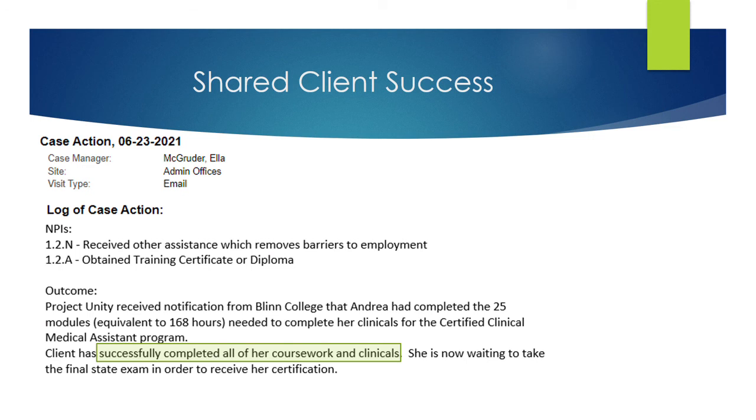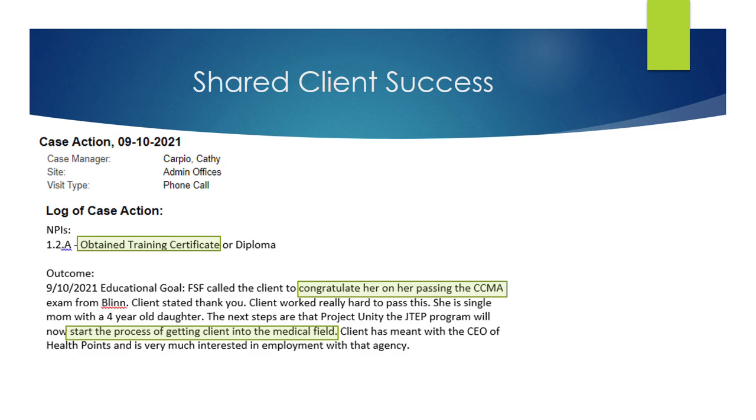The client was able to successfully complete all of her coursework for the certified clinical medical assistant class. Remember that earlier she had decided not to attend Vista College because she didn't want loans, and this program made it possible for her to study loan-free. She obtained her training certificate and was receiving assistance from Project Unity to obtain a job.